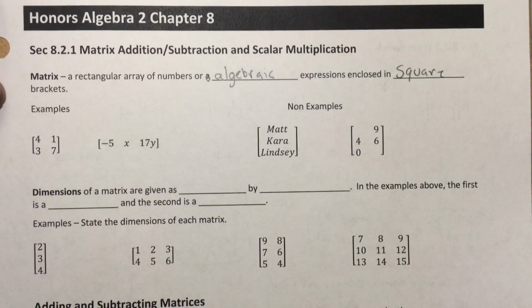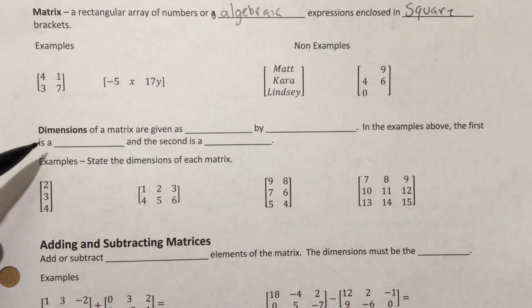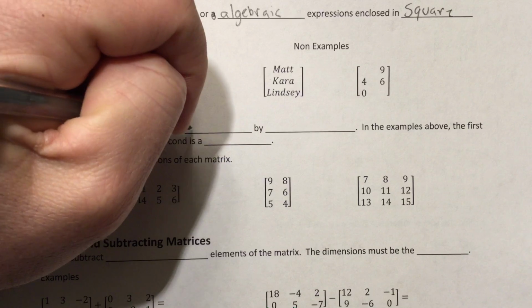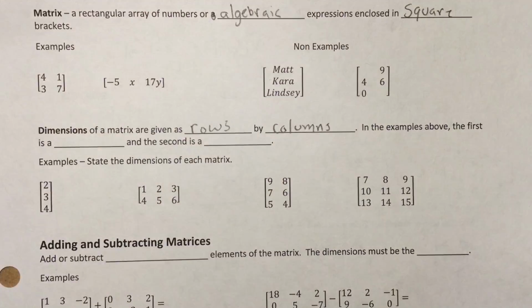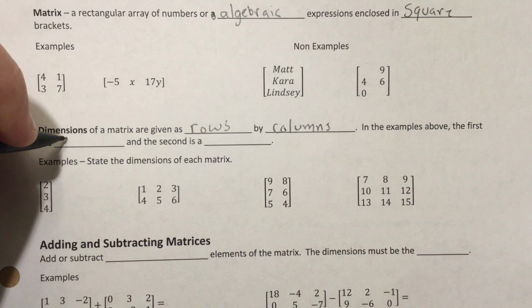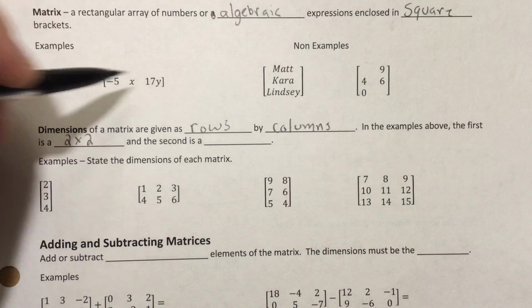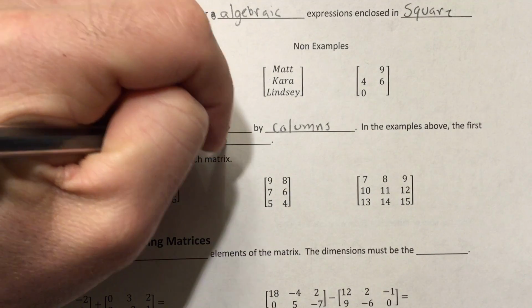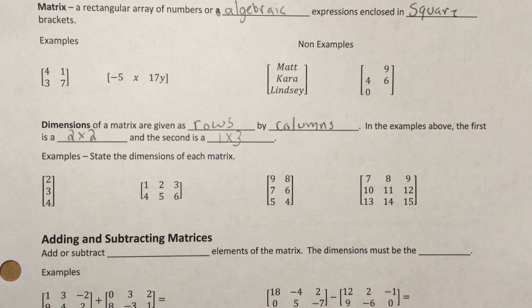All right, we're going to be using dimensions a lot when we do matrices. So the dimensions of a matrix are given as rows by columns. In the examples above, the first one is two rows, two columns, so we call this a 2 by 2. In the second, it is 1 row by 3 columns, so it's a 1 by 3. So next it says state the dimensions for each of the matrices.